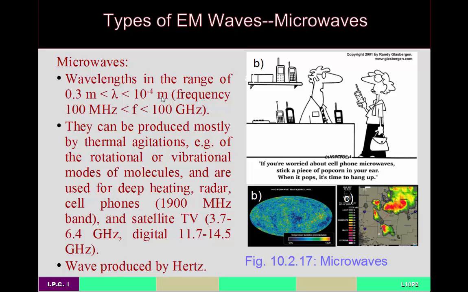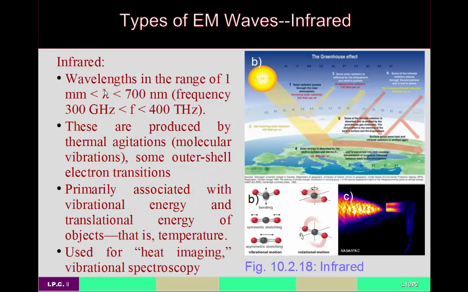So notice this lambda has to be greater than 10 to the minus 4, that's 0.1 millimeter, excuse me. Here, lambda has to be less than 1 millimeter. So the range of overlap is from 0.1 millimeters to 1 millimeter.